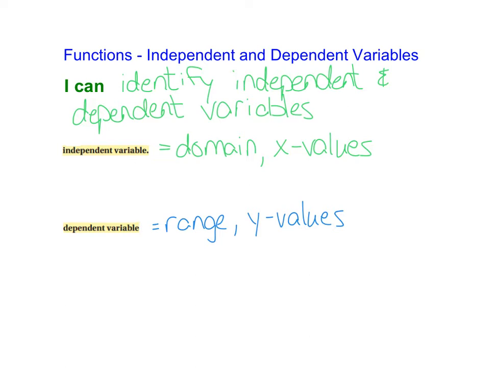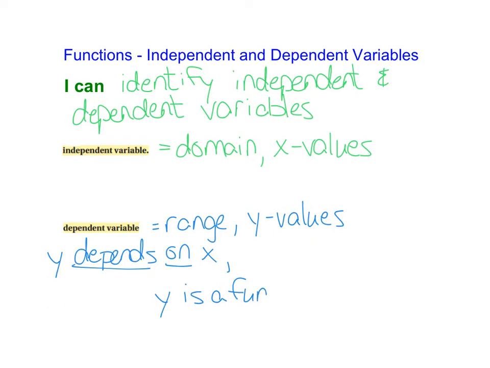Here are two ways that we can word that, the ways to word y being the dependent variable. Two different phrases you can use. You can say y depends on x, okay, because it's the dependent variable, it depends on x. Or you can say, this is the more mathy sounding way, y is a function of x. Y depends on x, or y is a function of x.